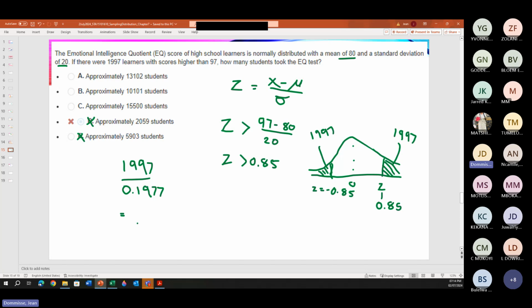Okay, and if we do that, 1997 divided by point... yes, we get 10101 students, point something, but approximately 10101, which is option B. So again, why I wanted to show this one is it's not the traditional way that we normally do it.